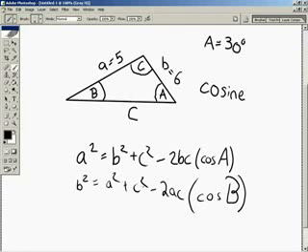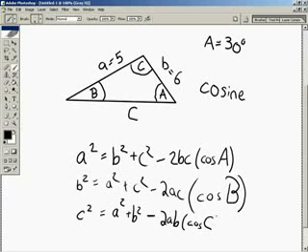You'll notice all we did was replace every single A with a B and every single B with an A. Well, the third formula is very similar. You simply replace every single C this time. So, C squared equals A squared plus B squared minus 2AB cosine C. It's not too bad. So once again, it's the same formula. If you remember one form, you remember them all.